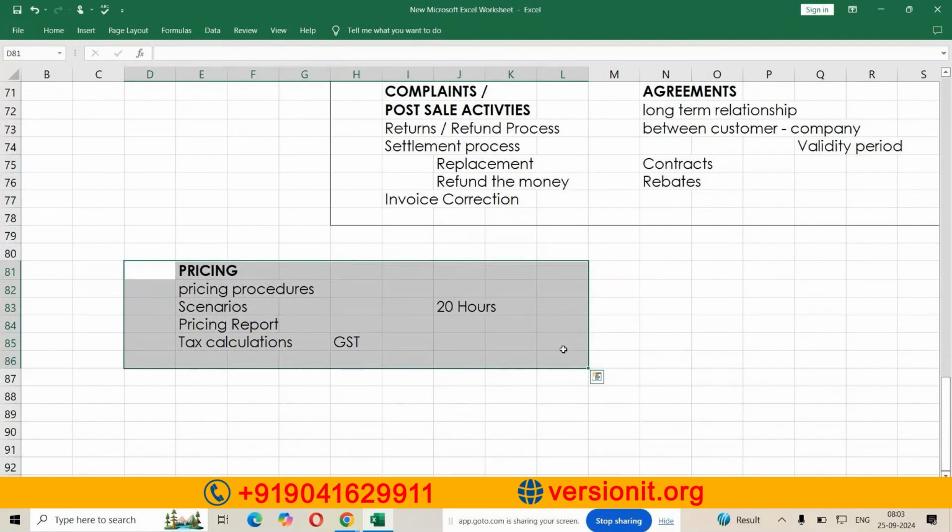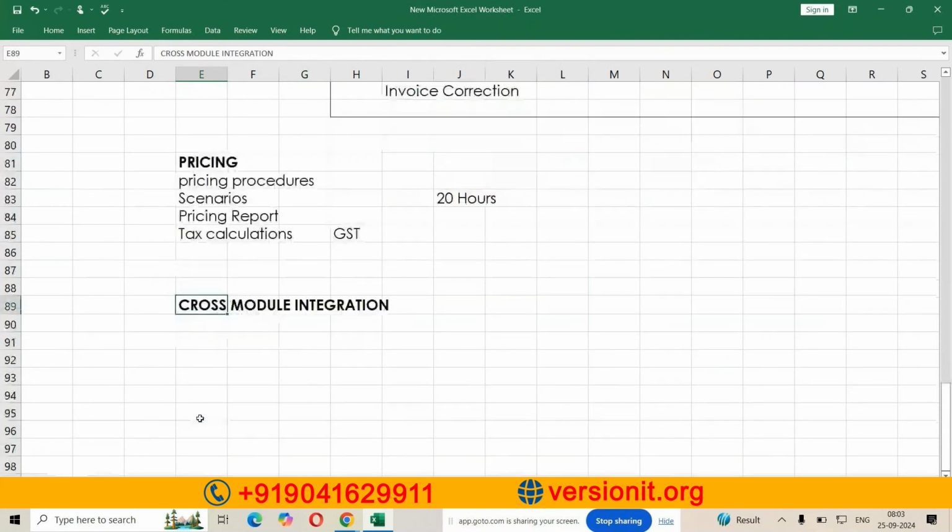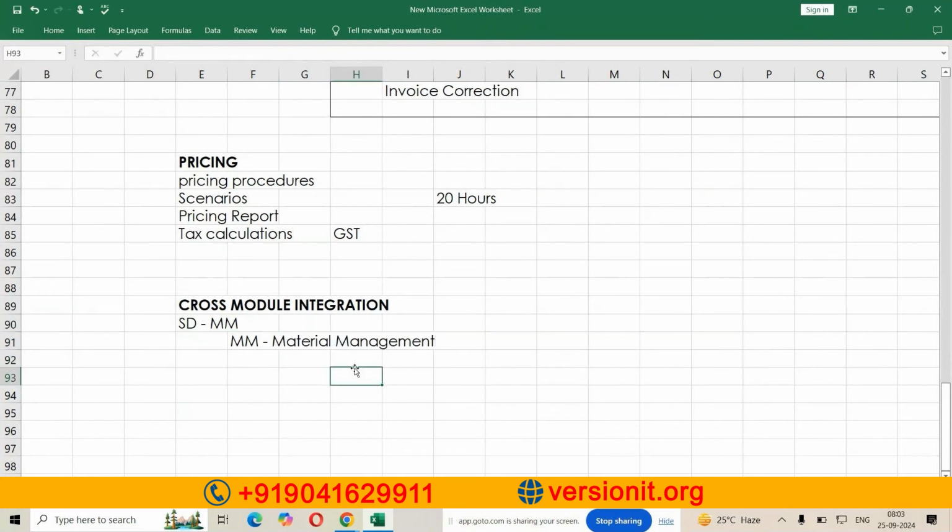And then we try to work on the cross-module integration. As I mentioned, in a business, the sales department cannot work independently. Sales needs to get a lot of data from different modules, where we try to check how sales is going to work with MM, where MM stands for Material Management. This material management department is going to be responsible for inventory. They maintain the stock. They maintain the stock levels.